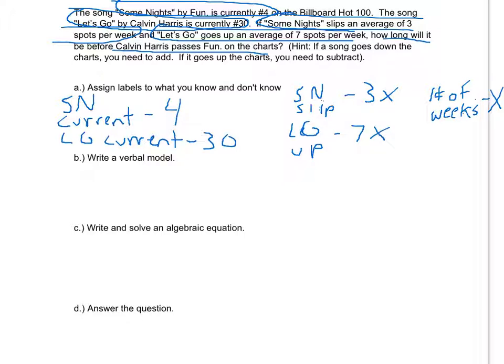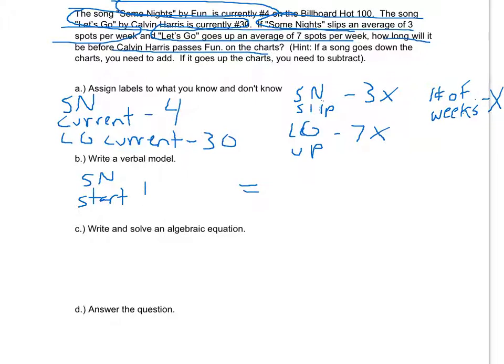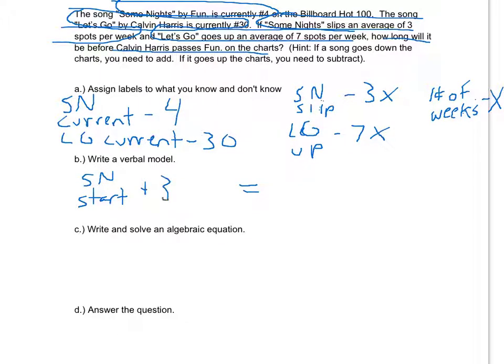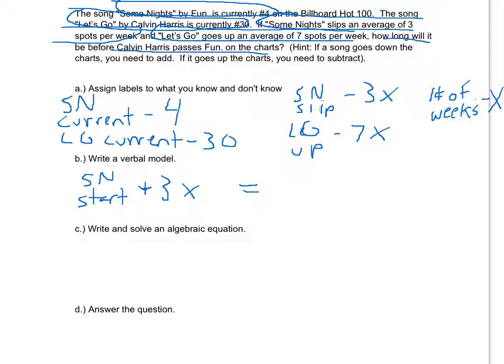Okay, now verbal model. We know that these two things have to be equal to each other to cross. So the Some Nights starting spot. Now remember, Some Nights is slipping 3 spots a week, meaning it's going down the charts toward bigger numbers. So we're going to add 3 times x to that because its number is at 4 and it needs to get bigger, because it's going down the charts. I know that seems backwards, that's why this problem is a little tricky.